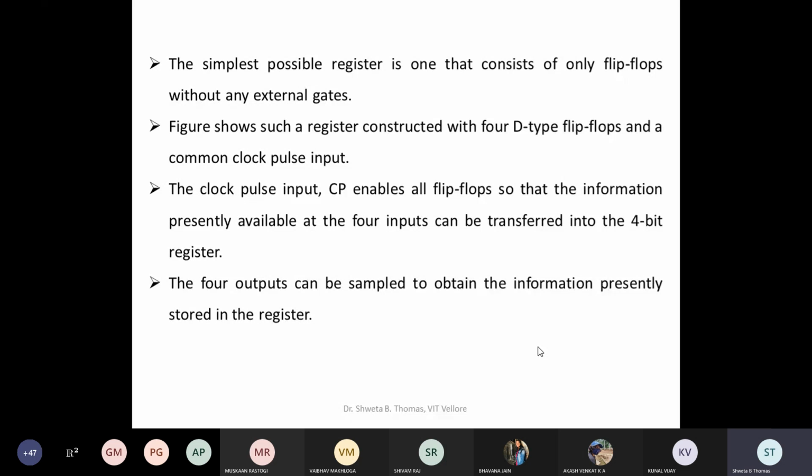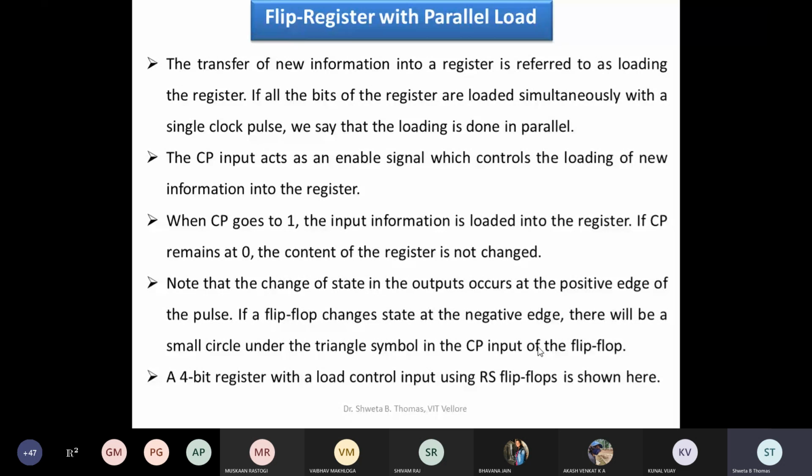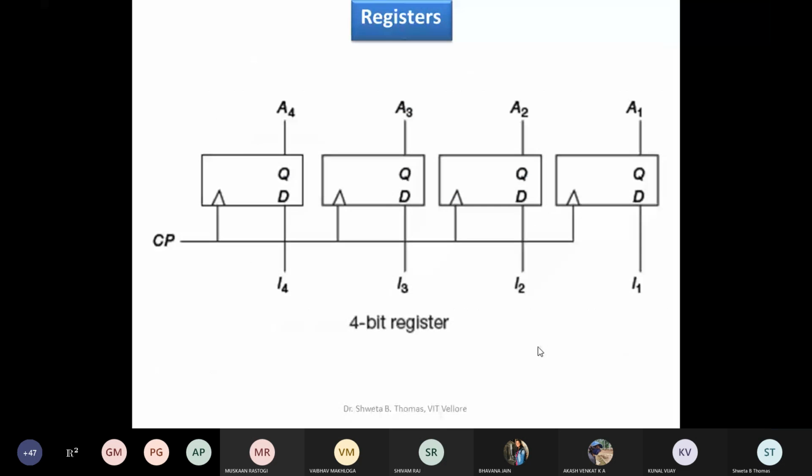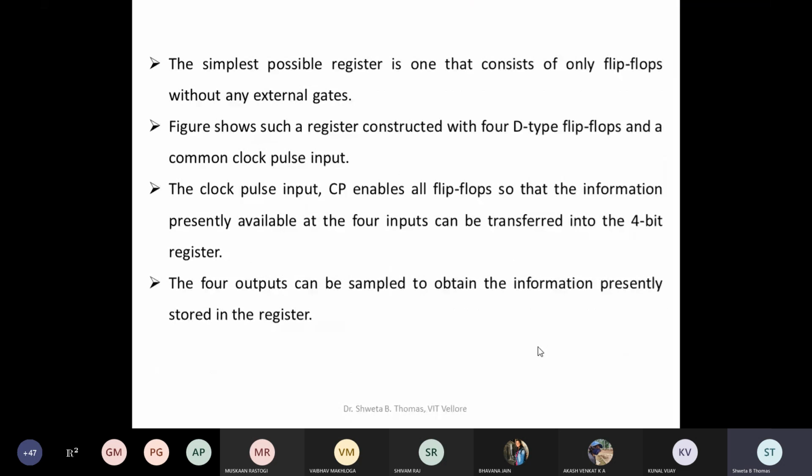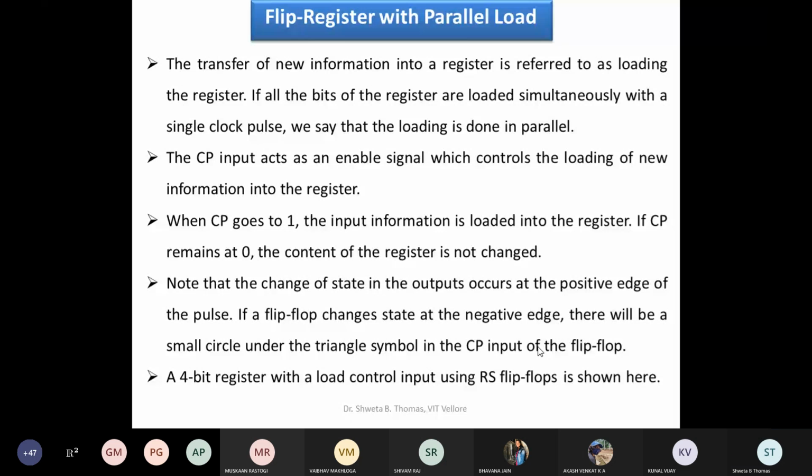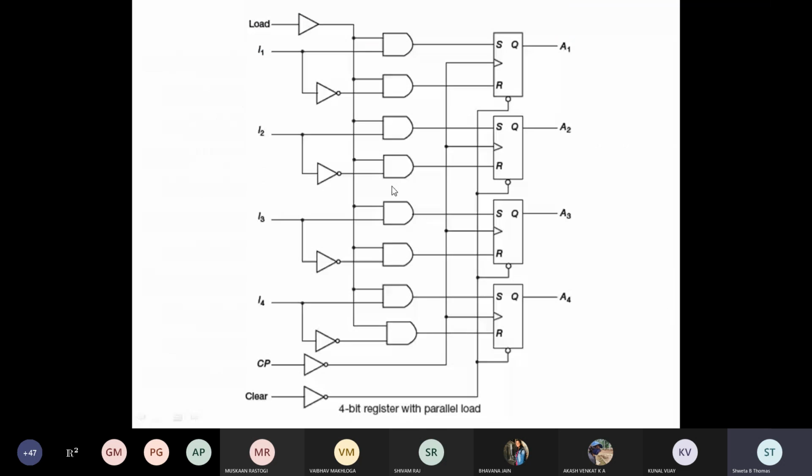So this was a simple 4-bit parallel register. We can have the next one, that is a flip-flop register with parallel load. Wait.